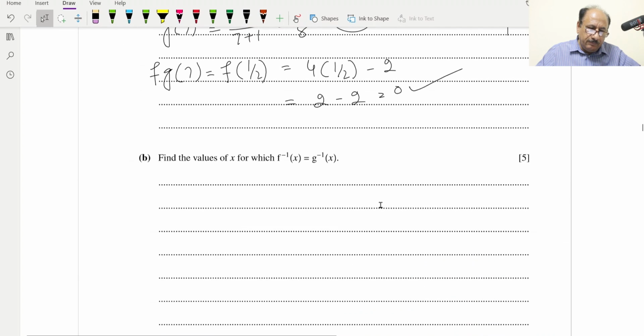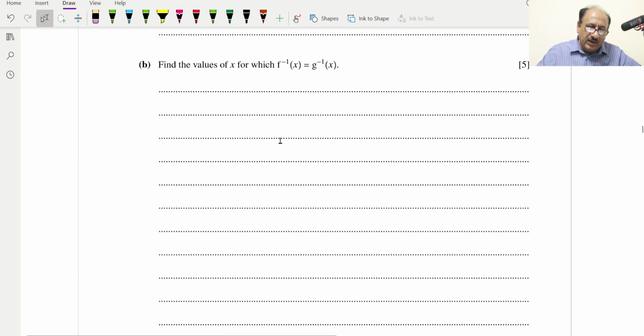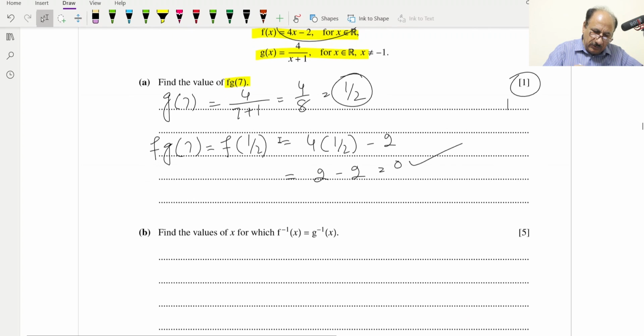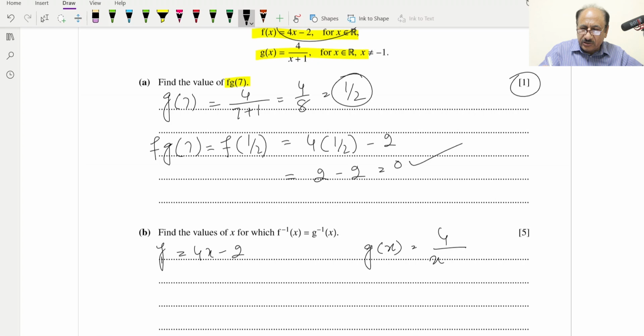Now part B, find the values of x for which f inverse of x is equal to g inverse of x. So f of x is provided. We can write y is equal to 4x minus 2, and in case of g of x we can write g of x is equal to 4 over x plus 1. So I have copied both the functions.